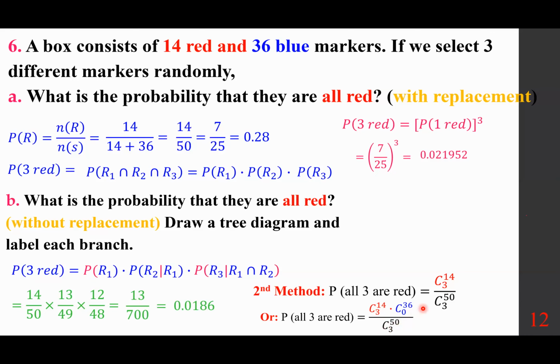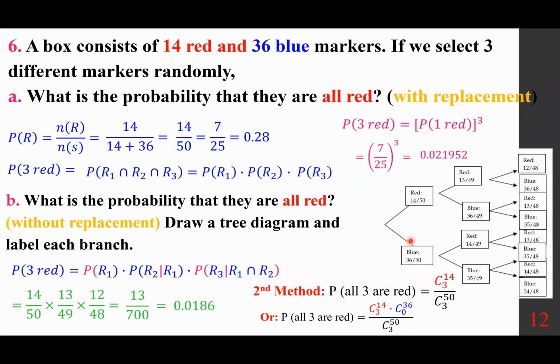And if you were to do your tree diagram, it looks like this. Notice, and this is extremely important, the first one, very straightforward: 14 out of 50, 36 out of 50 for the blue. And again, you want to keep it consistent, red versus blue. If the red is at top and blue is at the bottom, keep it the same for all branches.